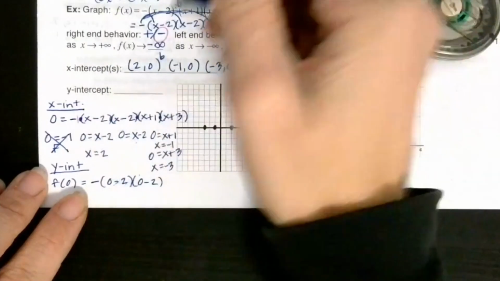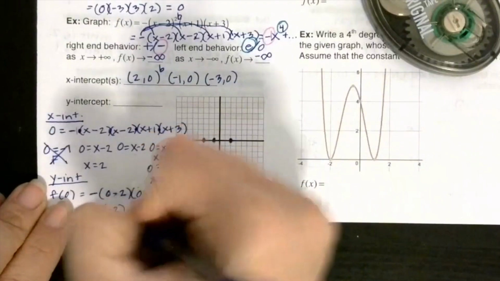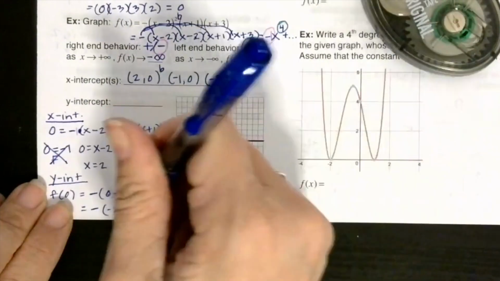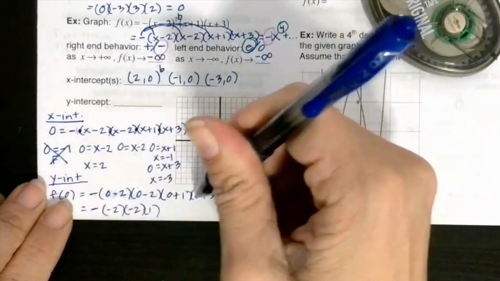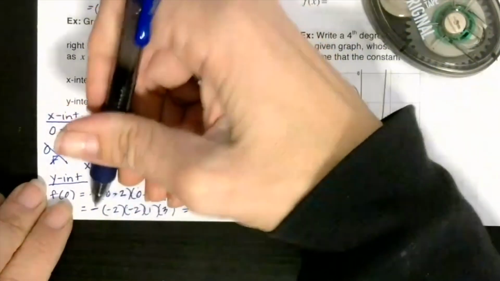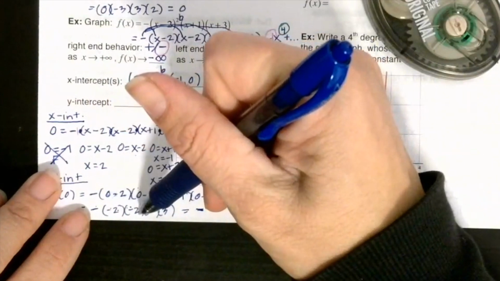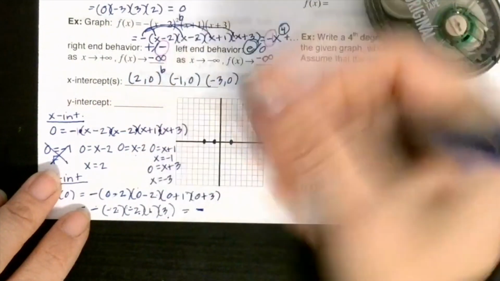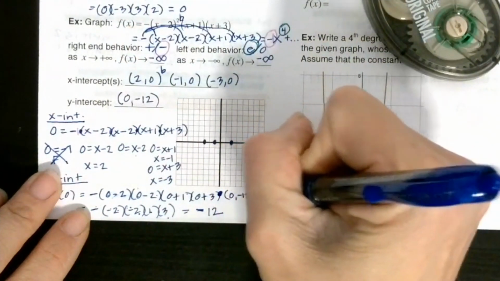Keep using that equation right here. 0 minus 2 is negative 2, 0 minus 2 is negative 2, 0 plus 1 is 1, 0 plus 3 is 3. So I have 1, 2, 3 negatives. So I know this is going to be negative. 2 times 2 is 4, times 1 is 4, times 3 is 12. So this is negative 12, so that is 0, negative 12 down there.